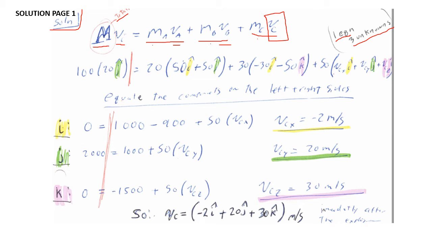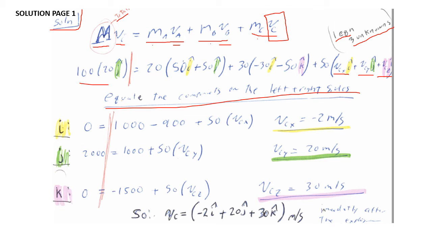So we have our VCX in our i hat direction, our VCY in our j hat direction, and our VCZ in our k hat direction here. What I want to do is break this down into three equations, because technically there are three unknowns. Our three equations will correspond to our X, Y, and Z components, or i hat, j hat, and k hat unit vectors. So we want to equate the components on the left side. Let's look at our i hat, or our X component, first.